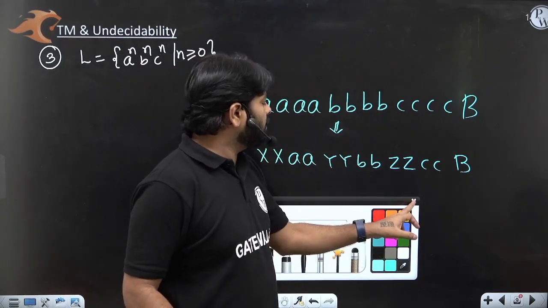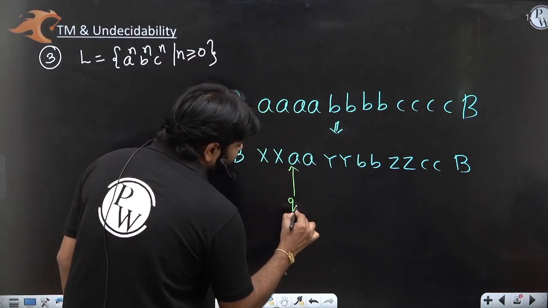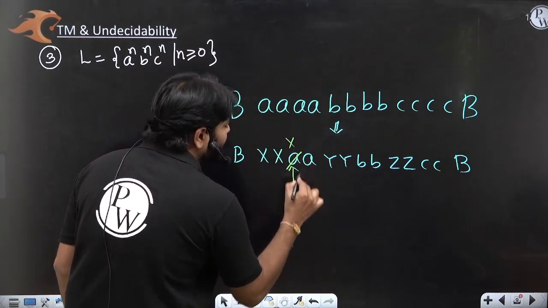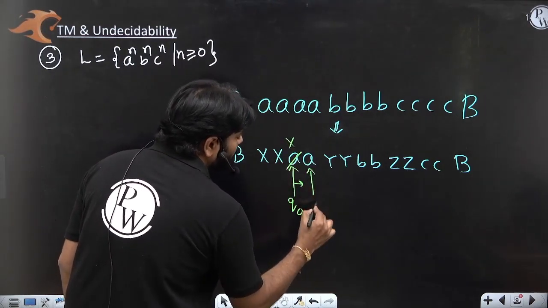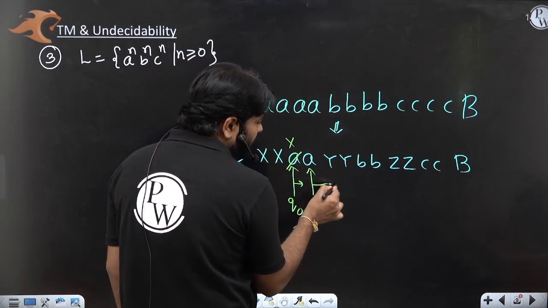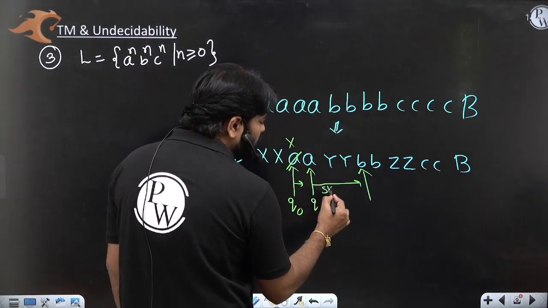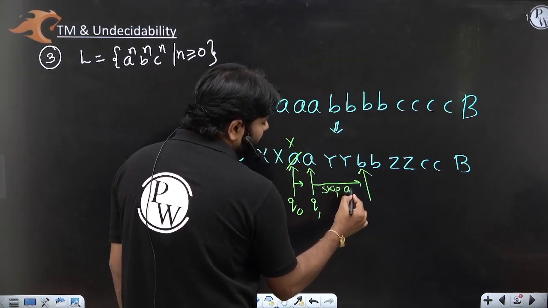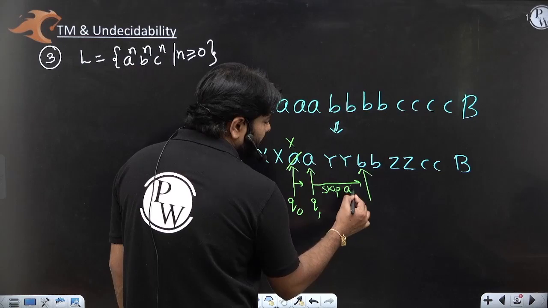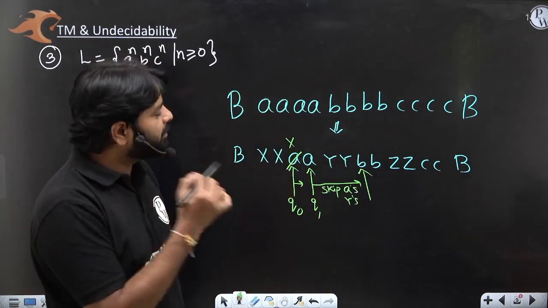Now, what are you going to do? Look here. If Q0 replaces A with X, it should immediately go to Q1. What is Q1's job? To skip A and skip Y, then to reach a B. So here you need to skip both A's and Y's. Two things need to be skipped to reach the B.